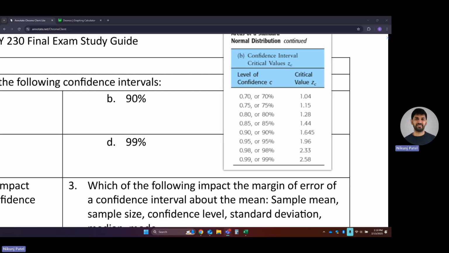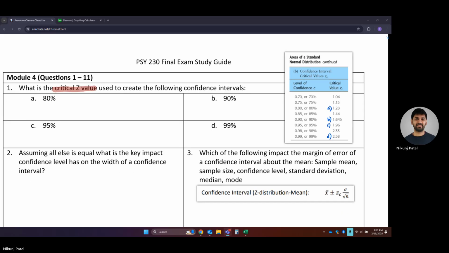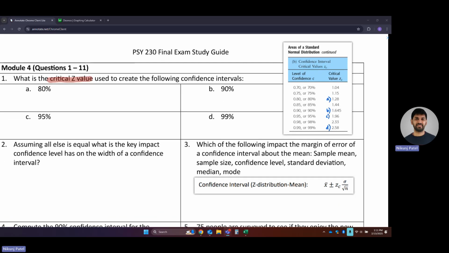So for this one, I'm just going to label them over here. So for example, part A is 80%. So there's part A, or rather, this value is the answer to part A. B is 90%, so there's B. C is 95%, so there's C, and then D is 99%. These are just examples, though, however. The final exam might ask you any of these percentages. You just have to find the corresponding value for those. So there's number 1, finding the Z critical value.